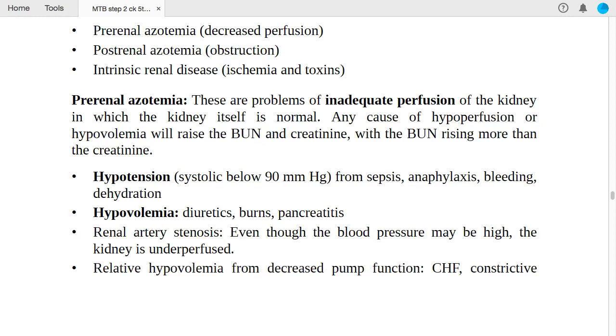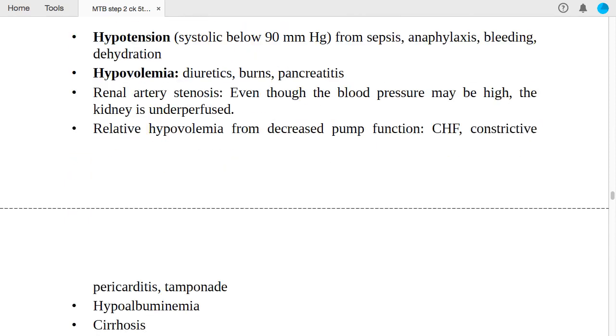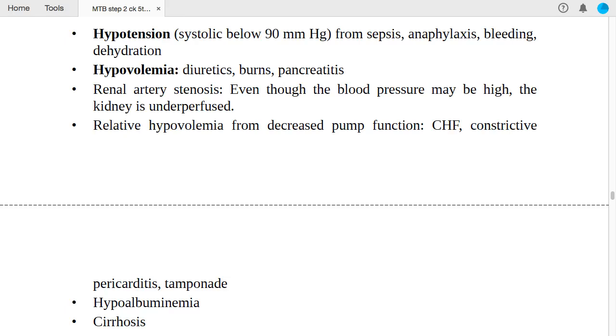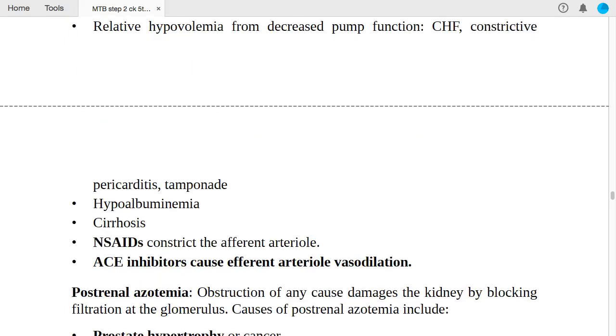Then relative hypovolemia from decreased pump function. Say for example, if there is congestive heart failure, constrictive pericarditis, or tamponade, or there is hypoalbuminemia. Relative hypovolemia because of any cardiac pathology related to congestive heart failure or pericarditis or tamponade, in all these conditions there will be hypovolemia, and because of hypovolemia there will be less perfusion of the kidneys, and thereby you are going to see pre-renal azotemia. Then if it's a case of hypoalbuminemia, low albumin in the blood, it can also lead to pre-renal azotemia.